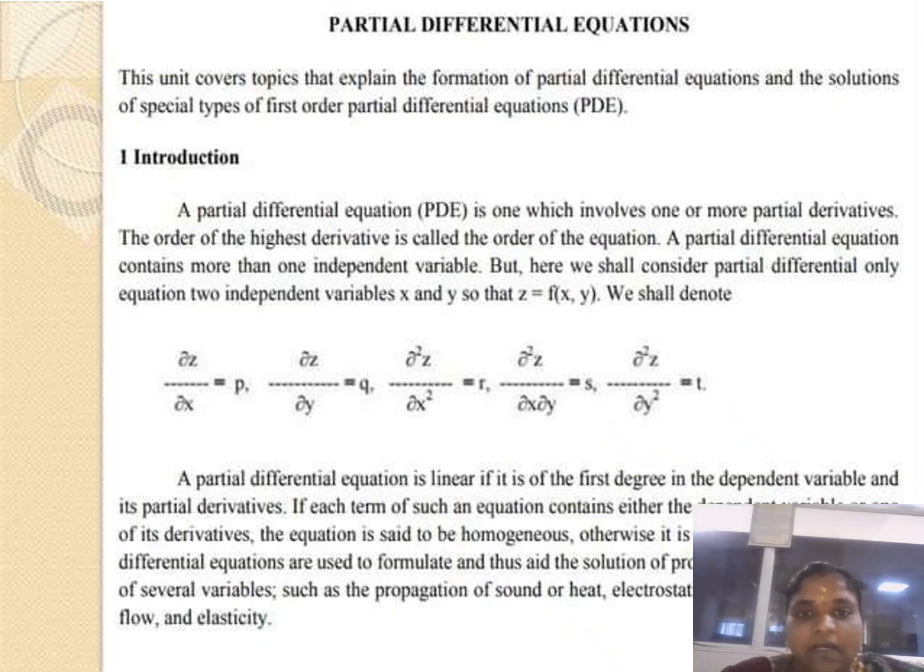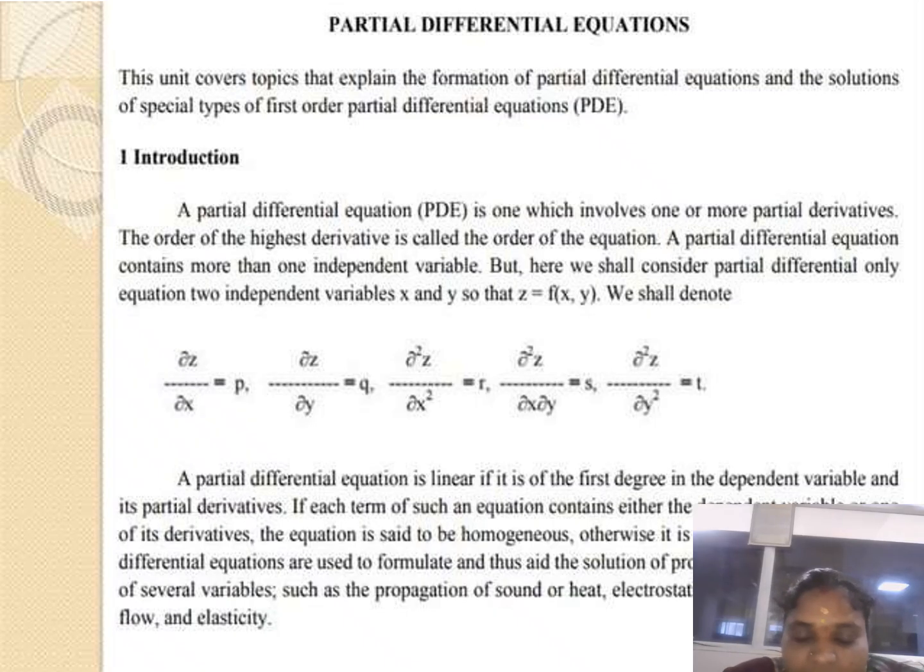Partial differential equations. Already you studied ordinary differential equations at plus 2 level. Here we discuss partial differential equations. Already we know what ordinary differential equations are: only one dependent variable and only a single independent variable. That equation is called an ordinary differential equation. But here we are going to study partial differential equations, which means more than one independent variable. These are the basic concepts in partial differential equations.